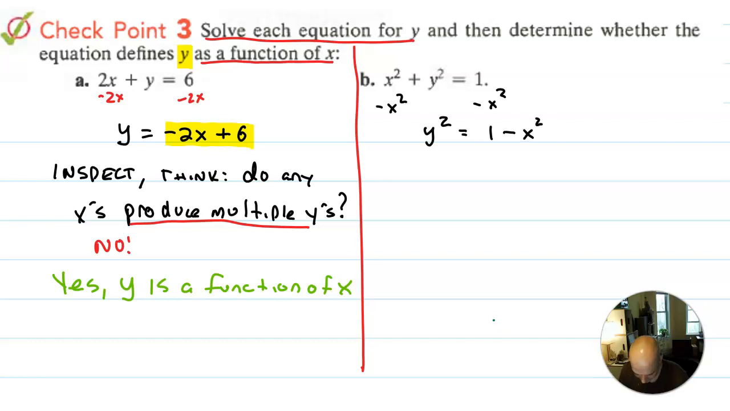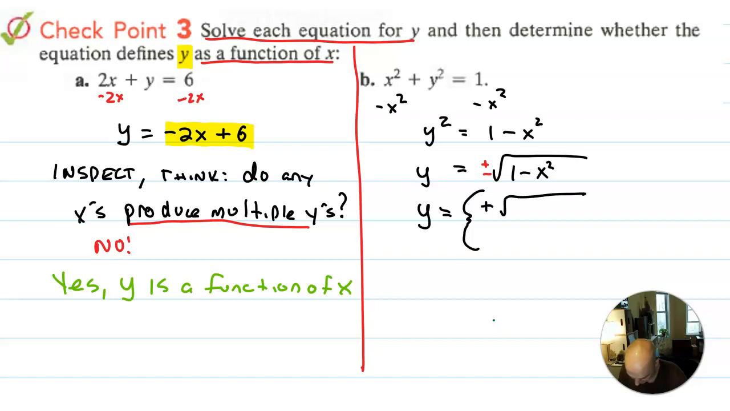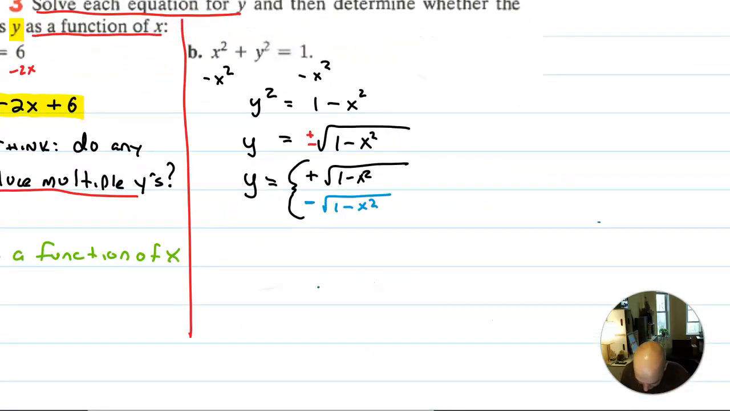And then we need to solve for y. This has a square on it, so we're going to square root both sides and get y is the square root of 1 minus x squared. But remember what happens when you take a square root: you've got to put a plus or minus on it. So this is actually two equations. We could even write it as a set of two equations: y equals the positive square root of 1 minus x squared, and y equals the negative square root of 1 minus x squared. And guess what? We've figured out what's wrong with this story.